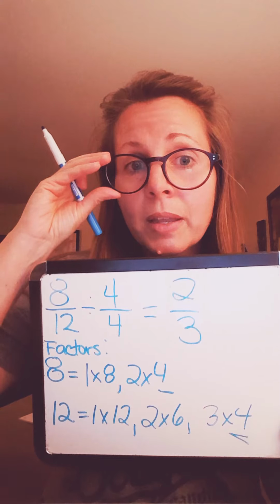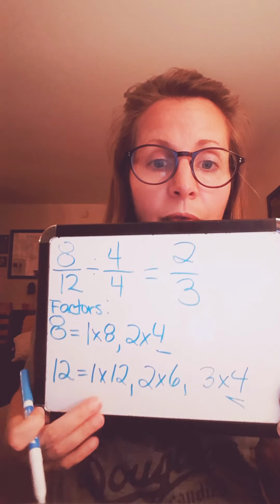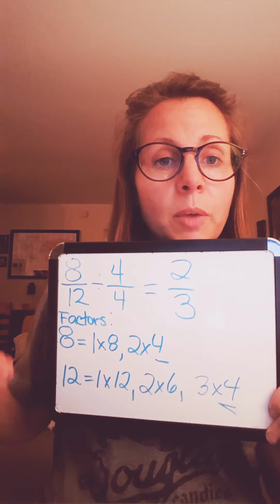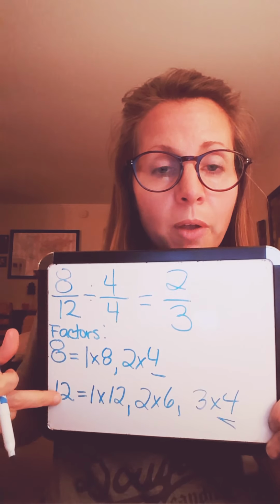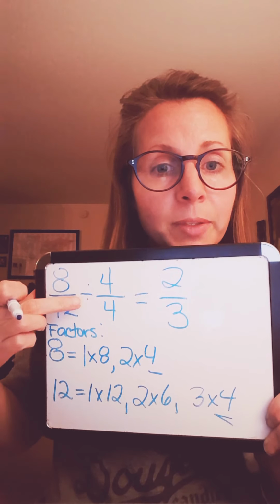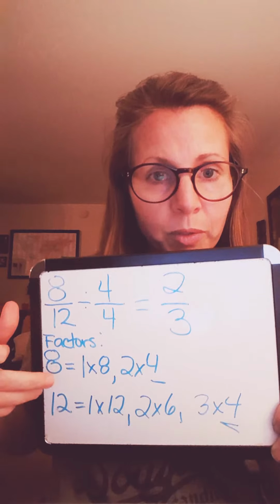Using all the tools in our toolbox, we use multiplication down here, we find the factors, then we have to figure out the greatest common factor that 8 and 12 have, and that's what we're going to divide by. Okay, let's do one more. Let's try.